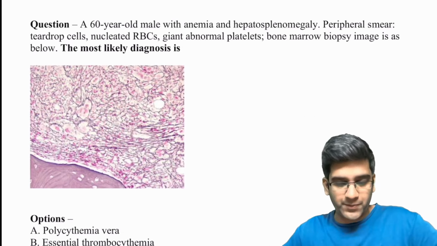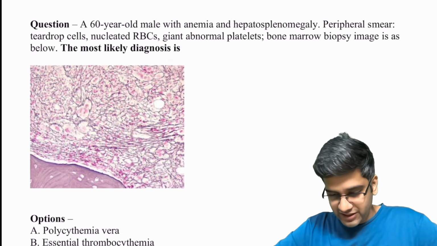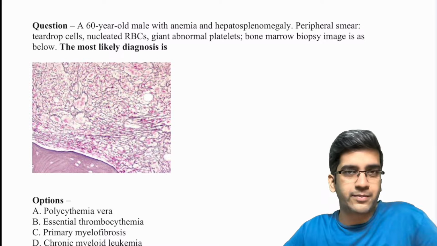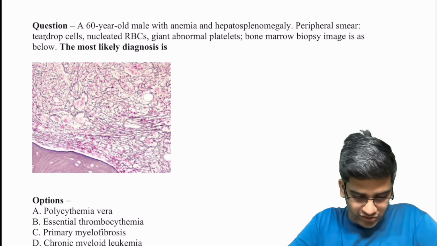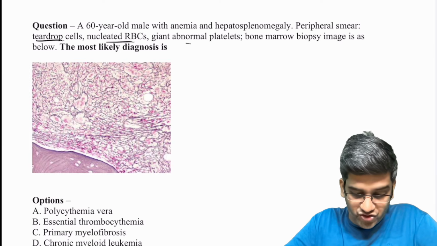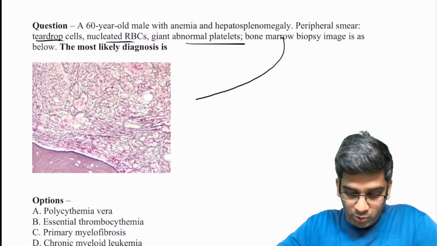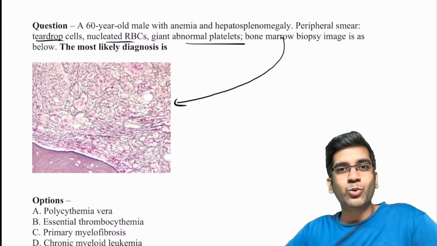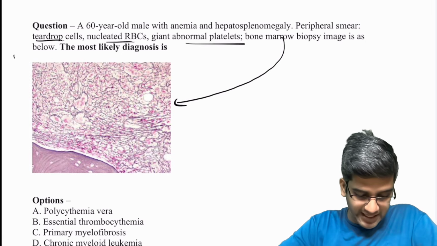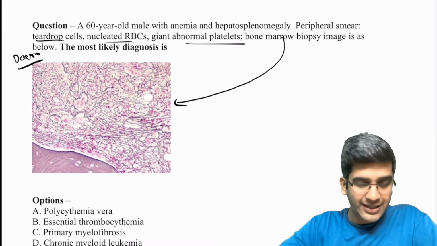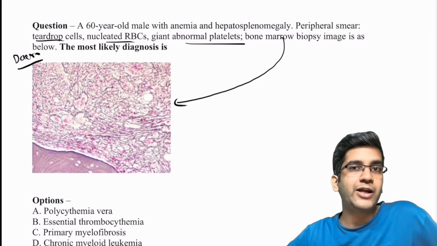Fine. The next one. Superb question. I'd appreciate this sort of standard questions coming in exam. 60-year-old, anemia, hepatosplenomegaly, peripheral smear shows teardrop cells, nucleated RBCs, giant abnormal platelets, and bone marrow biopsy is seen here. What's the most likely diagnosis? See, teardrop cells or dacrocytes, the other name of teardrop cells, this also can come in exam. Dacrocytes is a classical finding of myelofibrosis.